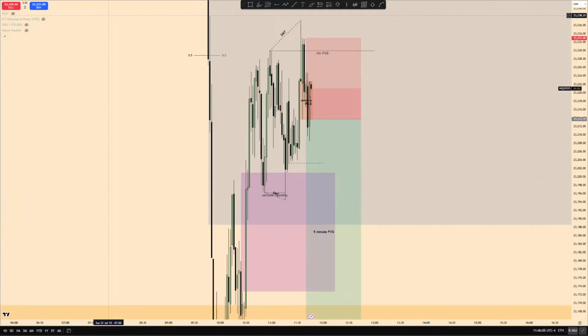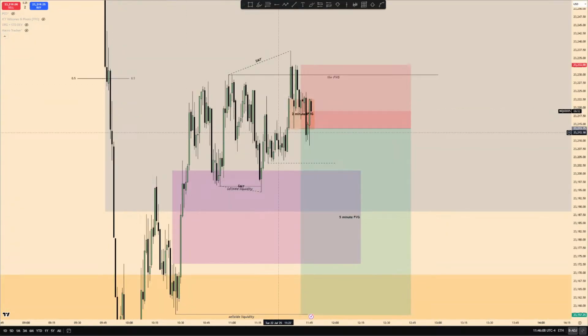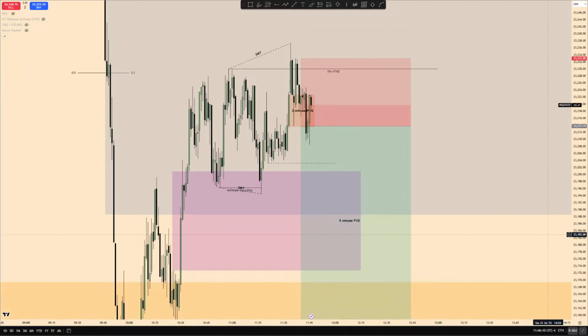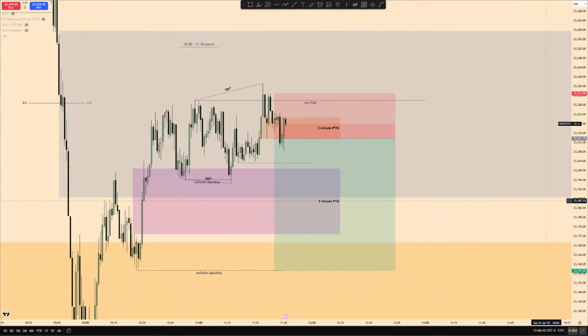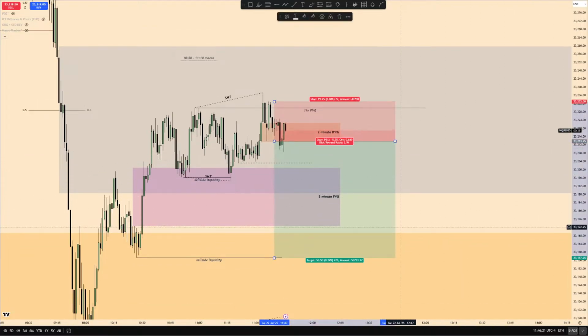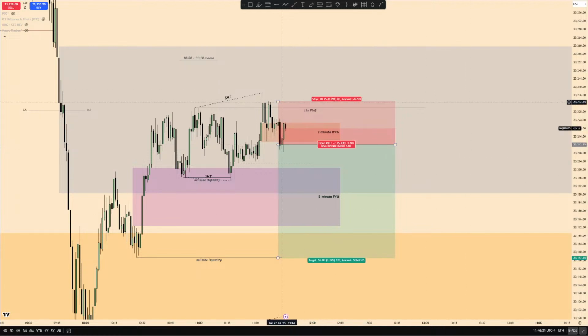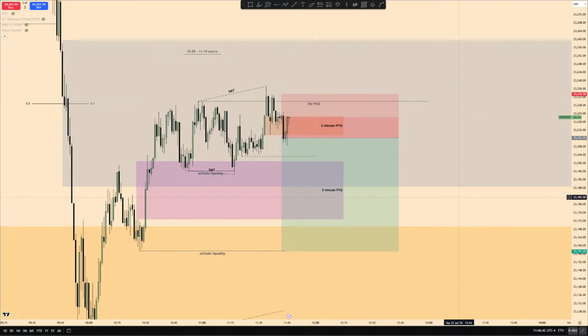So the 2-minute came up and filled it fully and formed a 1 minute inversion to the upside. 212. That's the fill price. There we go. There's the trade.